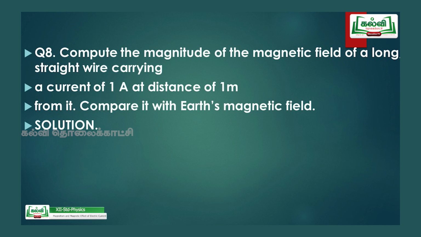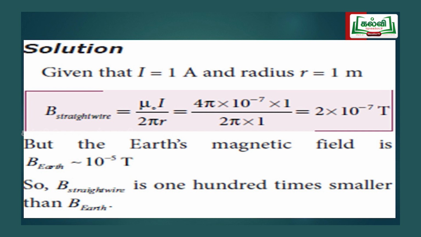B is equal to mu naught I by 2 pi r. The value of the current is given and the value of the radius, that is r, that is also given. So, the magnetic field due to the current which is flowing in the straight wire is written as B straight wire. What is the formula? Mu naught I by 2 pi r. Now, mu naught we know the value, 4 pi into 10 power minus 7 Henry per meter. Substituting the value of current I and r, which are also given, we get 2 into 10 power minus 1 Tesla.